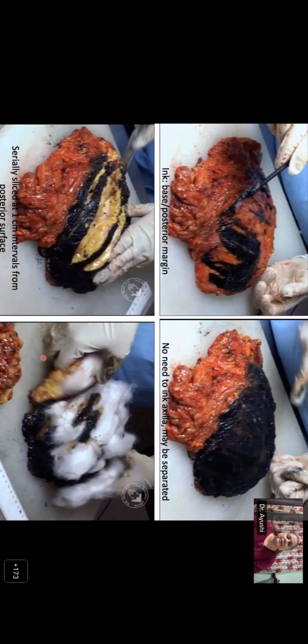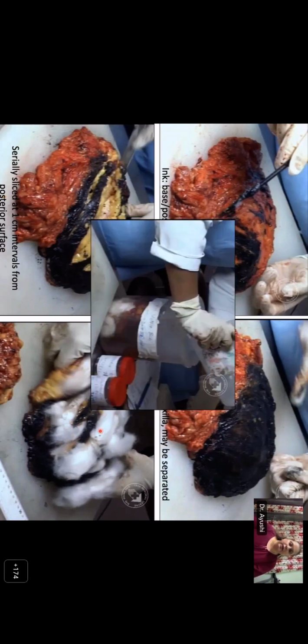Now, once we have identified the skin and the abnormalities, we should invert the specimen and ink the base or the posterior margin. We should not ink the axilla. The axilla may be separated at this point. And we have to serially slice the specimen at 1 centimeter intervals on the posterior surface. Being a bigger, more fatty specimen, the slicing thickness is kept at around 1 centimeter. And again, we have to insert cotton swabs dipped in formalin in between the various slices in the bread loaf manner, and fix the specimen in an adequate amount of formalin.